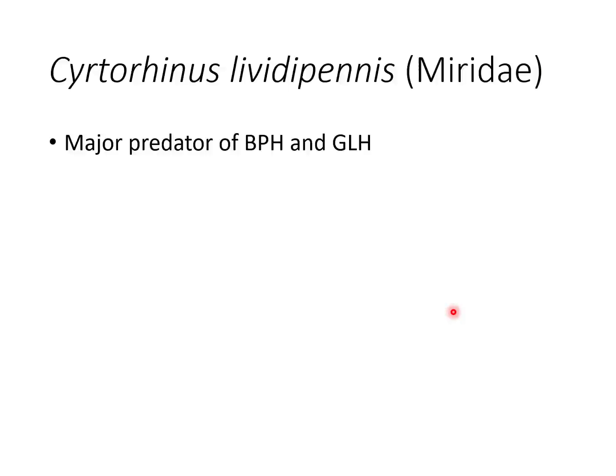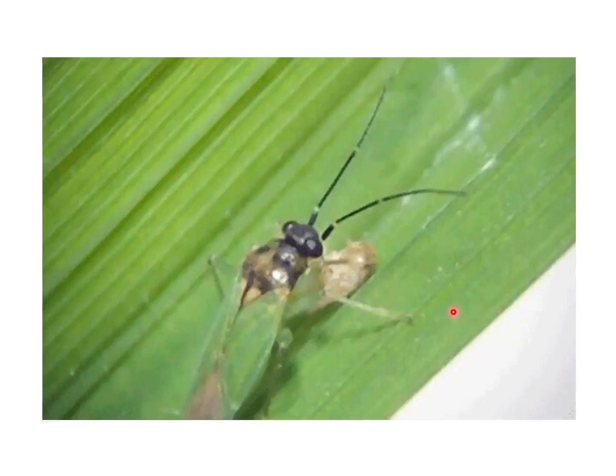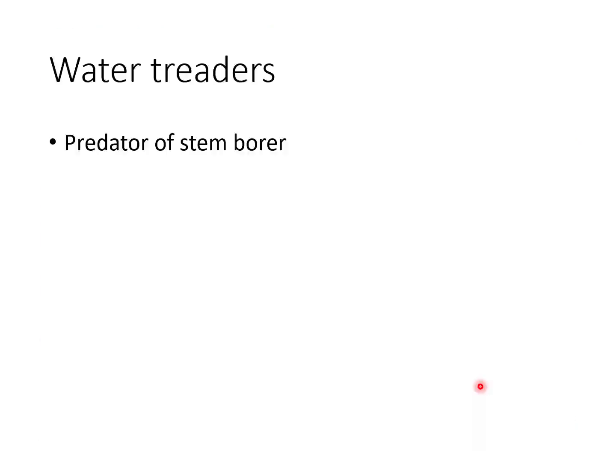Next one is Cyrtorhinus lividipennis, that is a major natural predator of BPH. It is a mirid predator belonging to the family Miridae. This is Cyrtorhinus feeding on BPH. Again, Cyrtorhinus.